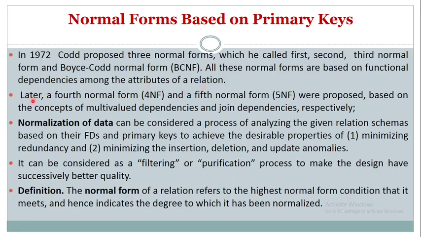Later, a fourth normal form and fifth normal form were proposed based on the concepts of multi-valued dependency and join dependency. Totally there are first, second, third, Boyce-Codd normal form, fourth normal form, and fifth normal form. So totally six normal forms including BCNF.